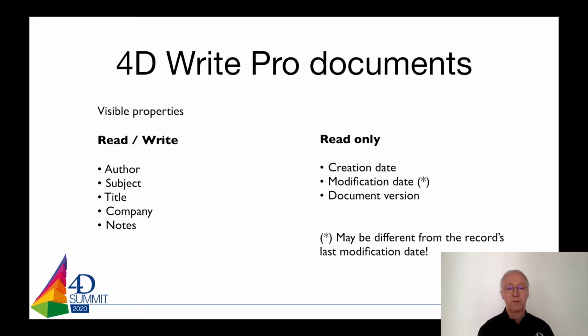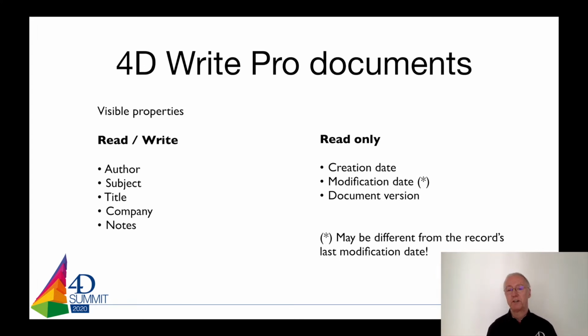A couple of them are interesting anyway, like the author, subject, title, company, and note that are created automatically by FolioWrite Pro. Each time you have a new document, you have an author, a subject, title, company, note, etc. These attributes are readable and writable, so you can feel free to use them to set up whatever you want inside these attributes. And some others are read-only, like creation date, modification date, and document version.